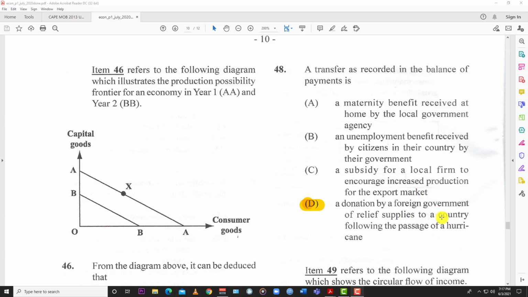So a donation by a foreign government of relief supplies to a country following the passage of a hurricane is a transfer payment, because you did not do anything to get it. It just happened that the hurricane mashed up the country, and so they gave a donation. There was nothing for it.